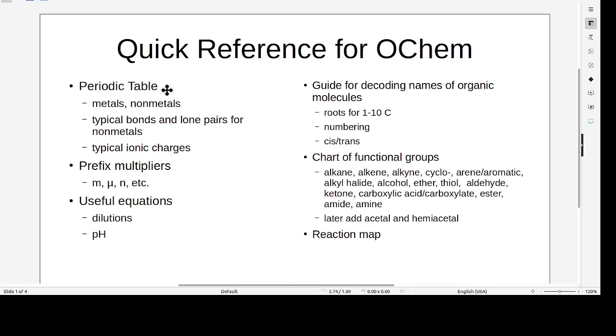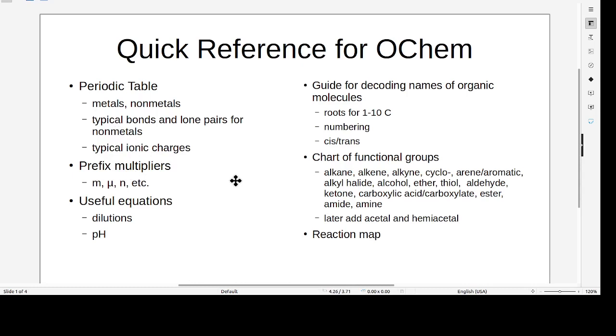Hopefully you have from previous chemistry class a periodic table that you printed out. If not, you can print one out. You need to be able to tell where metals and nonmetals are on it. With nonmetals, how many bonds and lone pairs do they typically make? What kinds of ionic charges do atoms usually have?